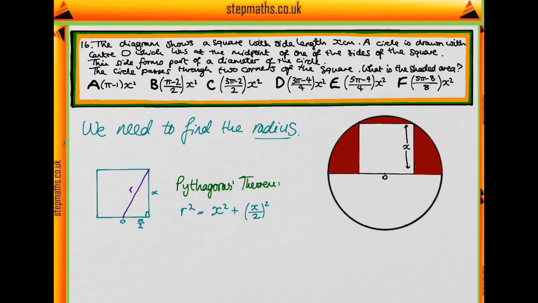Okay, so applying Pythagoras' theorem, we have r squared, our hypotenuse, is equal to x squared plus (x over 2) all squared. And so we get that r squared is 5 over 4 x squared. The next thing we can do, as we said, is to find the area of the shaded region: we need the area of the semicircle minus the area of the square.